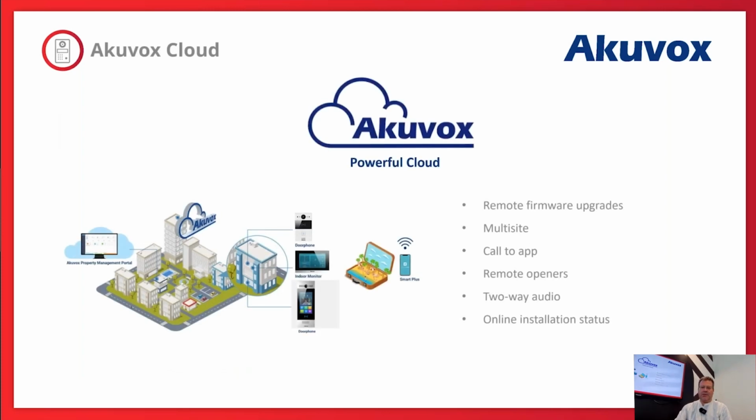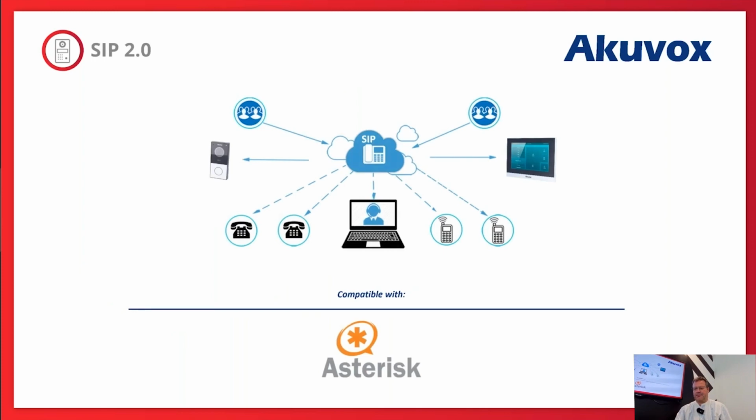Cloud. What can we do in the cloud? Well, as easy as it is, the cloud can provide firmware updates, multi-site location, calls to the application, and remotely opening doors, even with the access control panels. You can remotely use your mobile app to open a door, and you can see the online status of the devices that you have connected in the cloud. It's compatible with the Asterisk server.